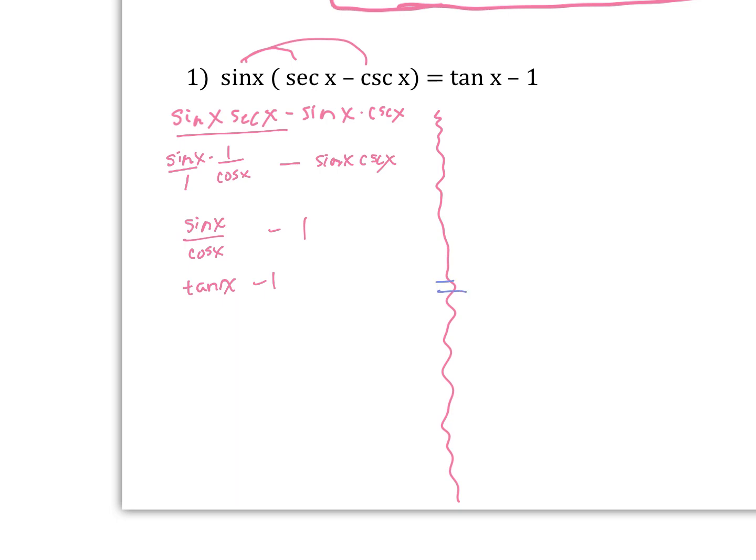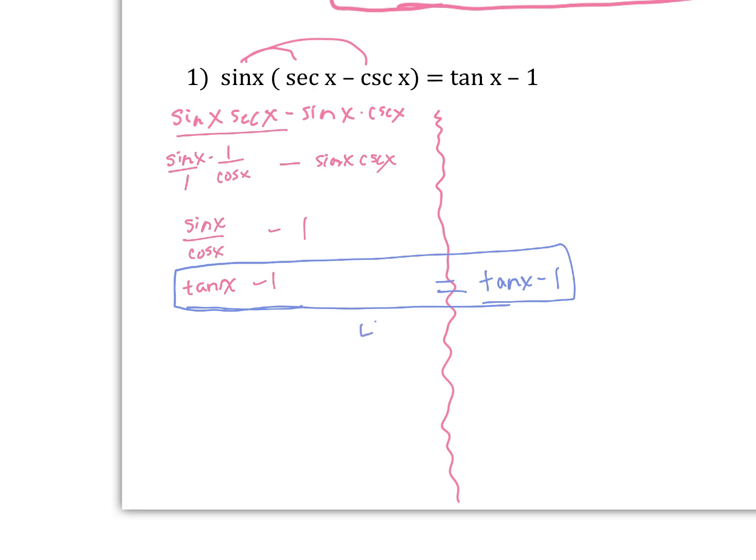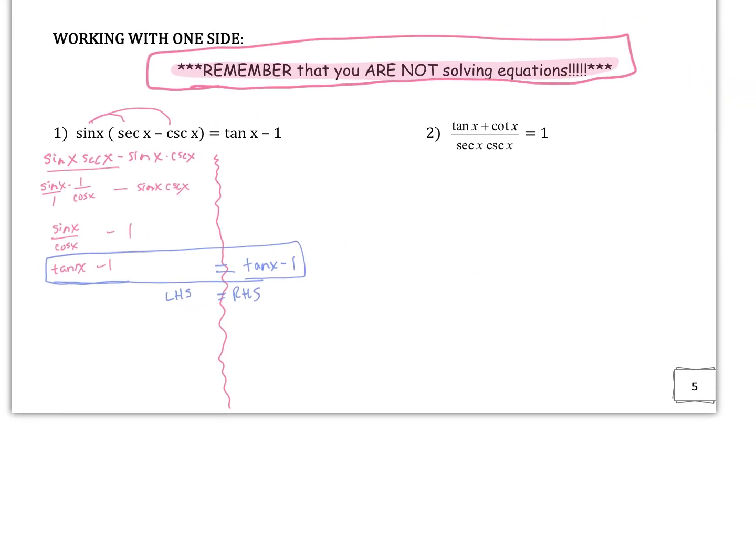So a very critical last step of every single one of these verifying identities problems is to show me that you get the same thing on the left-hand side as you do on the right-hand side. So if you notice, I did not write anything on this right-hand side until this last step where I'm showing that this left-hand side, I'm going to abbreviate that, LHS, is equal to RHS. Left-hand side is equal to right-hand side. Okay, all right, let's look at a couple more examples here.